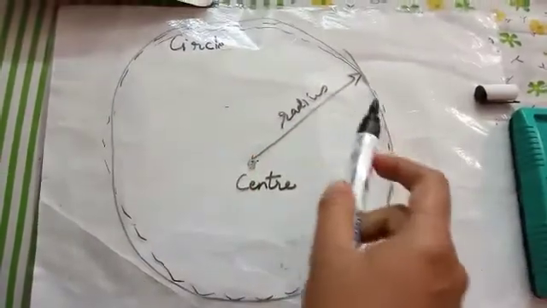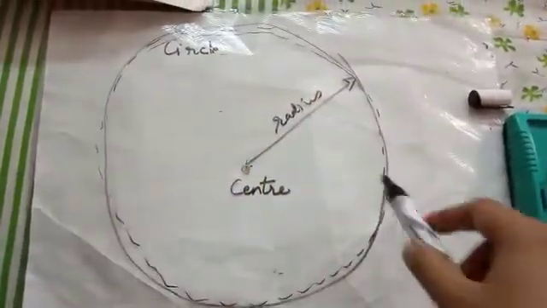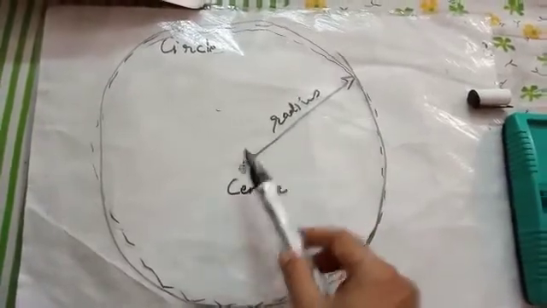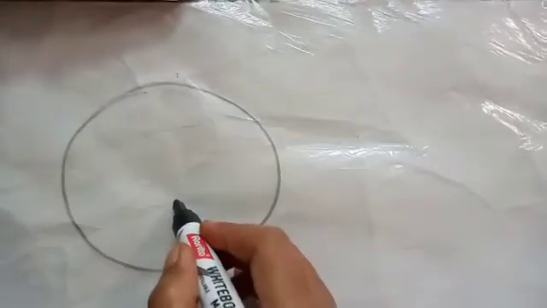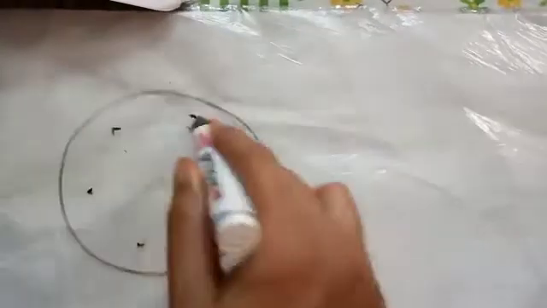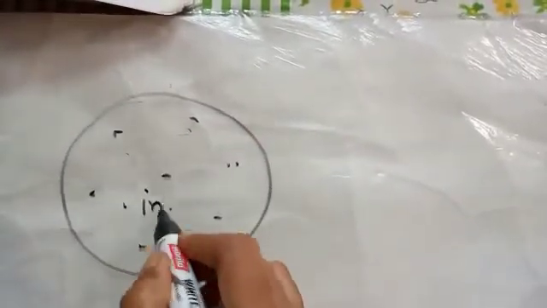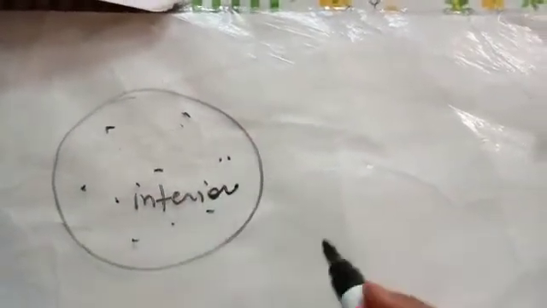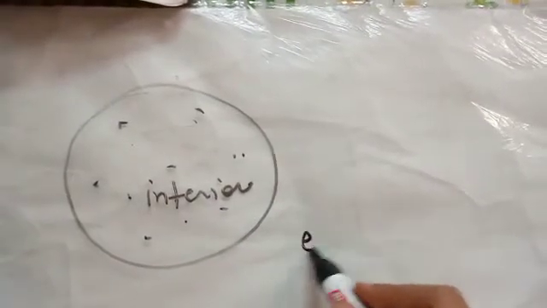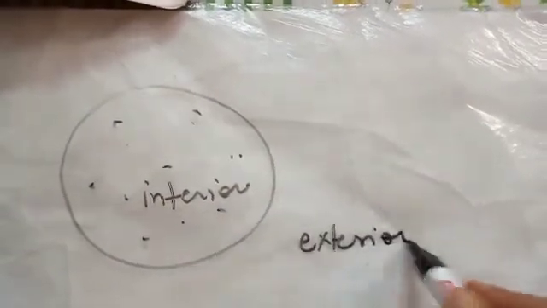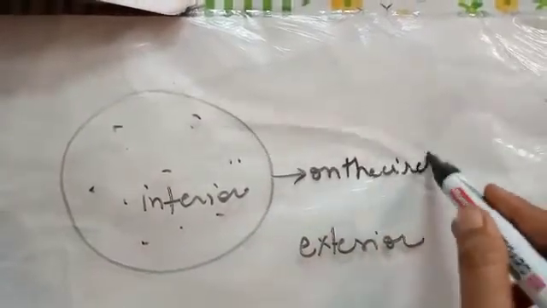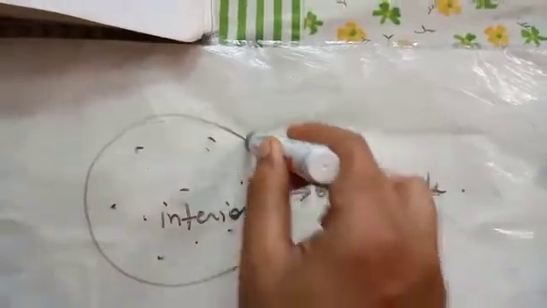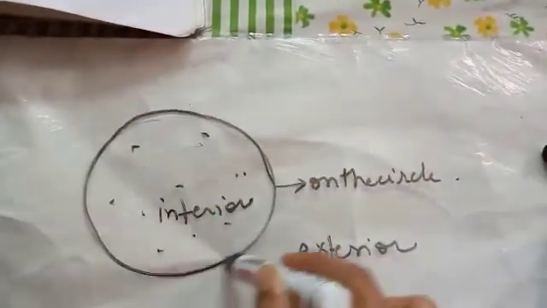So a circle is a path which is covered from a fixed point at a fixed distance. Now if I talk of this circle, then something which is contained inside the circle is called the interior of the circle. Something which is lying outside the circle is called the exterior of the circle, and this is on the circle. On the circle means on the circumference of the circle. This is called the circumference of the circle.